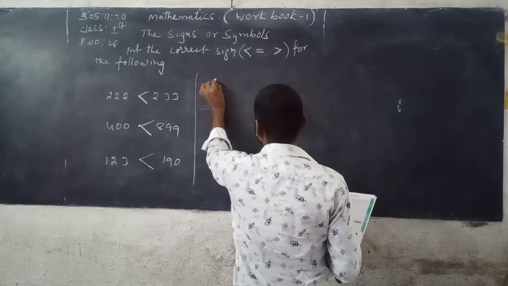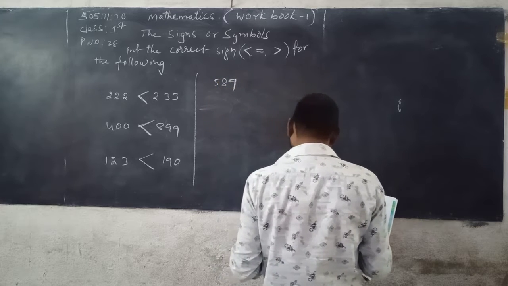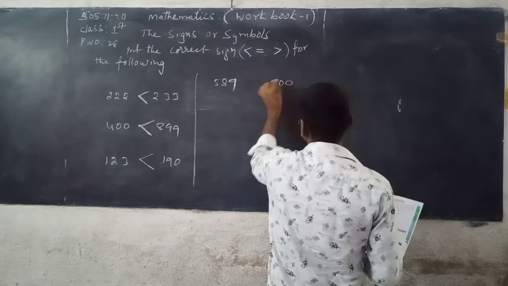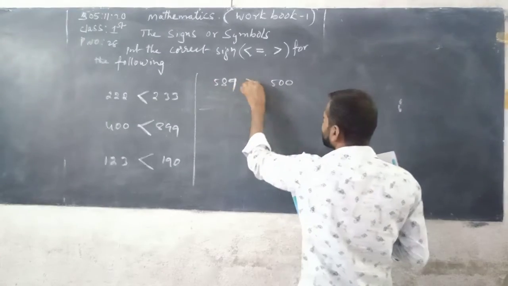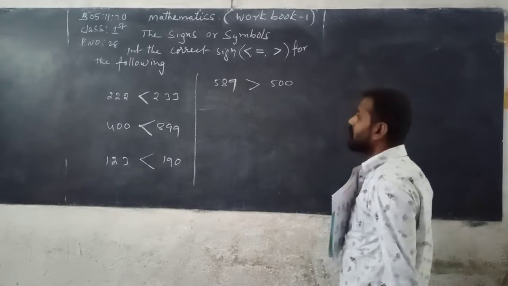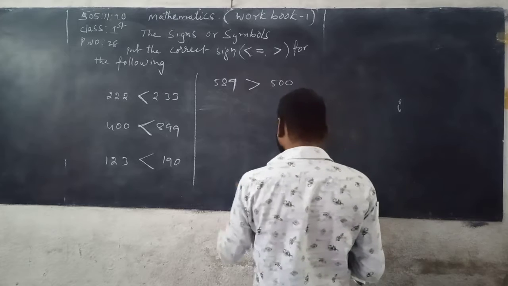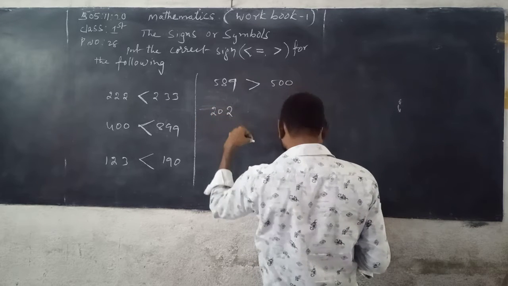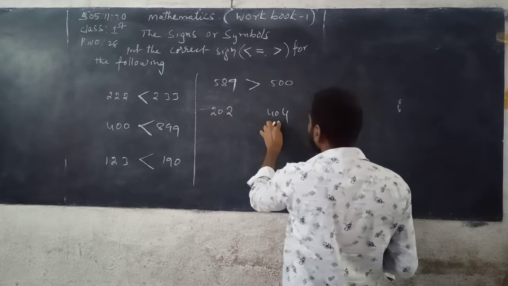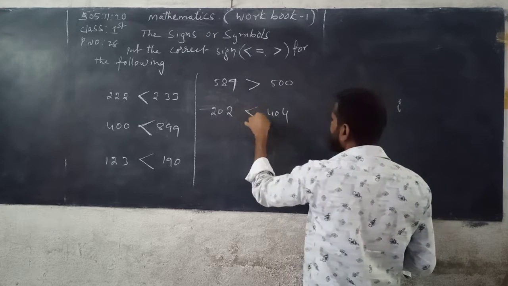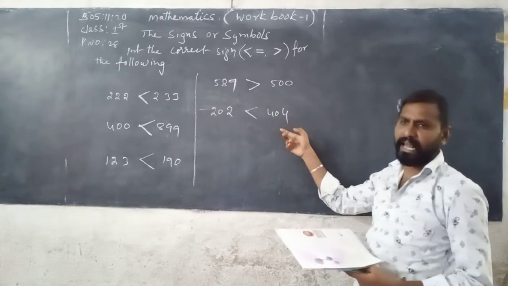Next one, 589 and 500. See, this is the bigger number than 500, so you can use the greater than symbol. 589 is greater than 500. Now the next one, 202 and 404. So 202 is smaller than 404, then here use the less than symbol. 202 is less than 404.